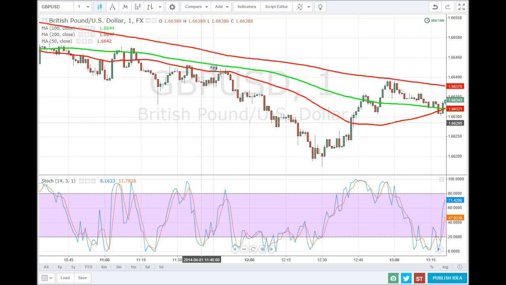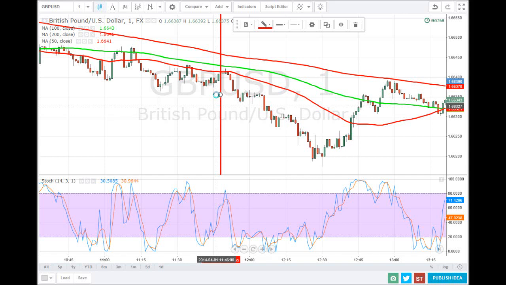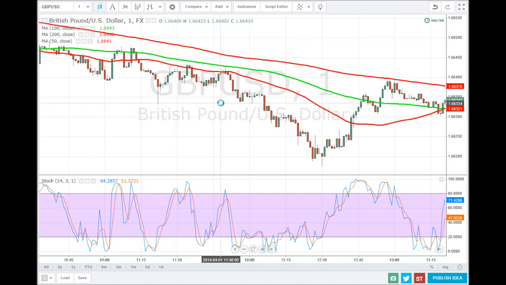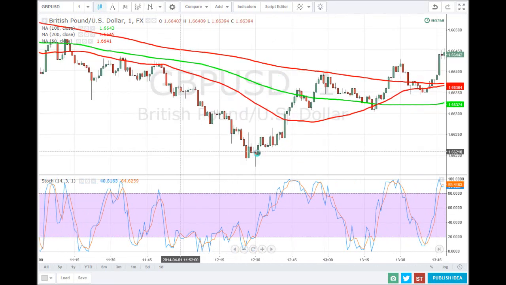Okay, we have a rejection of this first moving average here. Let's mark that with a vertical line, but our stochastic doesn't agree. But it does agree with this next rejection, which is here. And price falls on the downside.